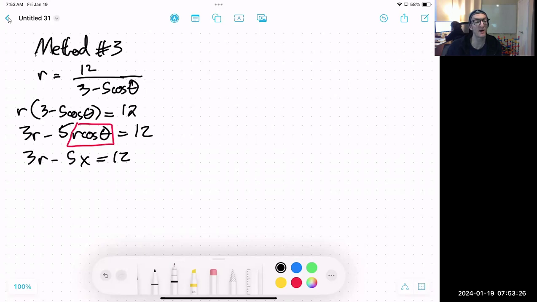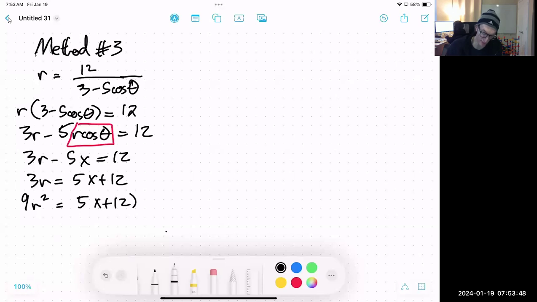And now I need to solve for r. So 3r equals 5x plus 12. And in order to get rid of the r, I need to square. So if you square both sides, you get 9r squared equals, well, I'll just say for the moment, 5x plus 12 squared.